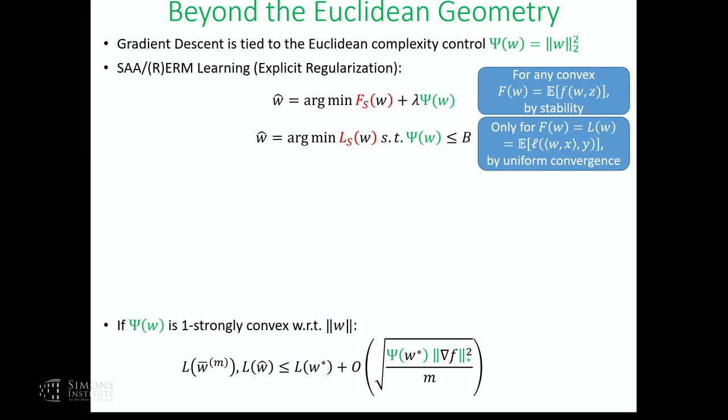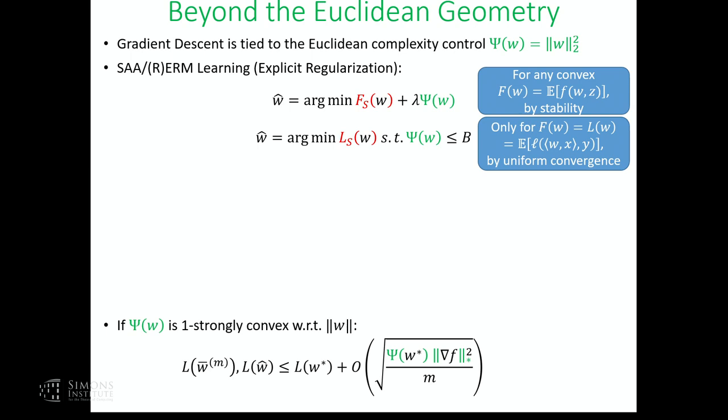I think Sasha and Peter didn't cover that. I don't think they covered this. We can actually get this for any convex problem, but then we can't rely on uniform convergence. We have to rely on stability. So it's different arguments, but still the result of explicit regularization. Okay, what would be the analog of stochastic gradient descent here? How can we get the same type of regularization just by running some optimization algorithm?